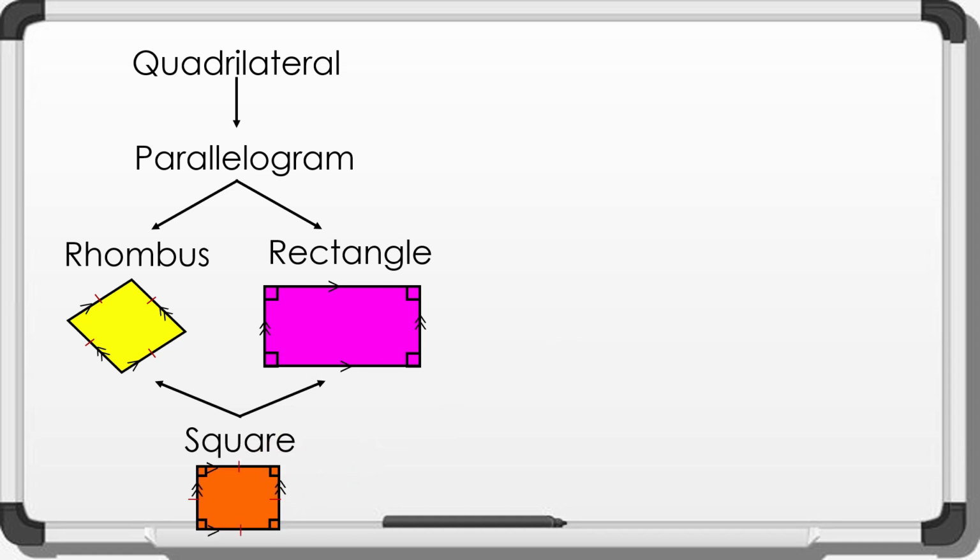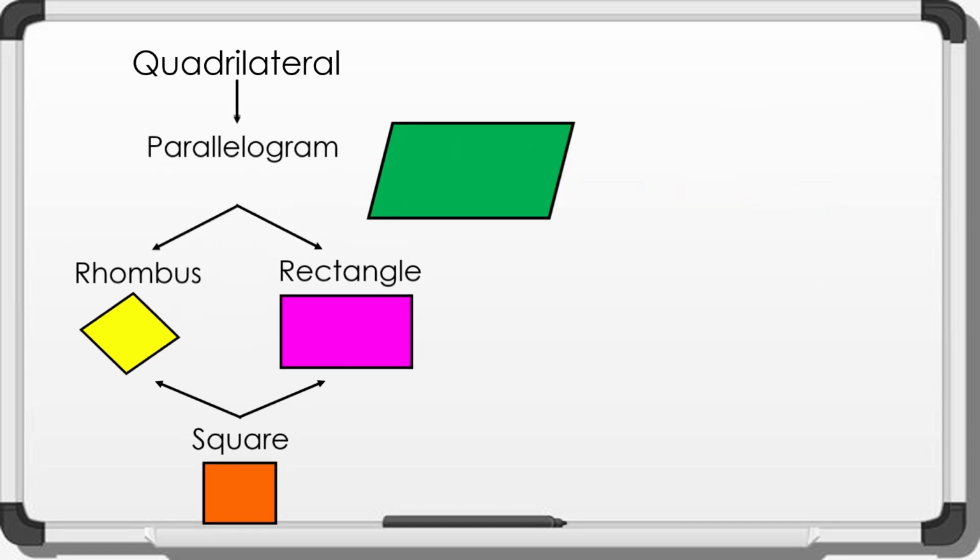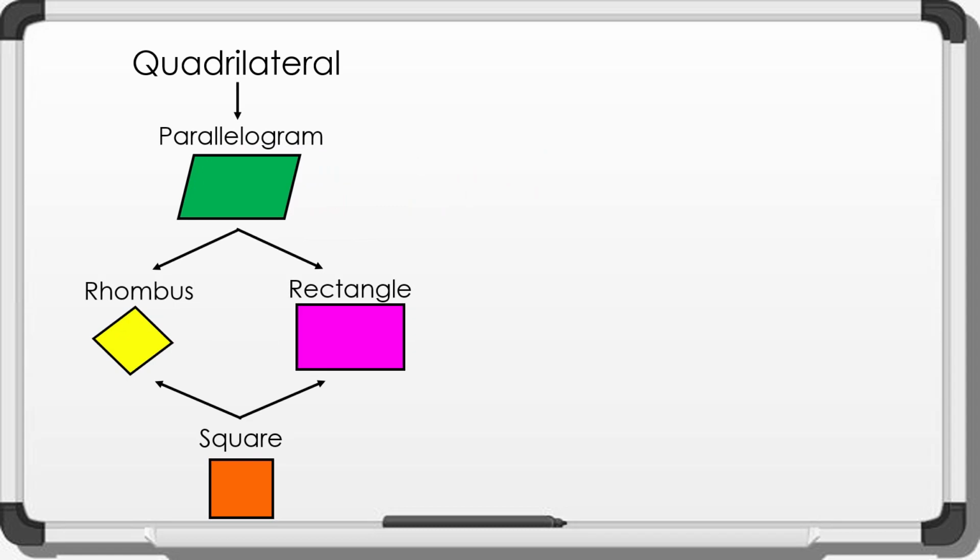There is still one more parallelogram, and that is the first example I presented to you. This one has two pairs of parallel sides, but unlike the rhombus, rectangle, and square, this one has no special name, so we can only call it a parallelogram. So this is the tree for a parallelogram. It is a quadrilateral, and a parallelogram has rhombus, rectangle, and square.